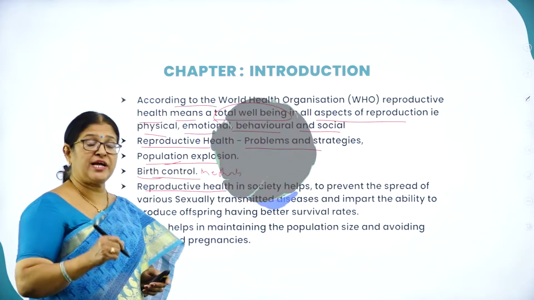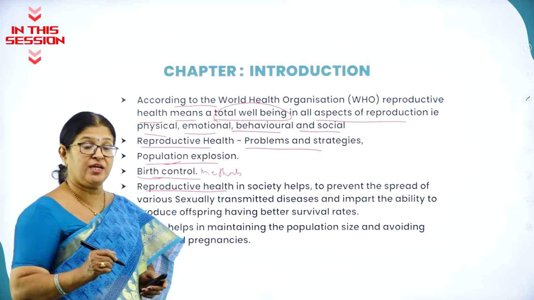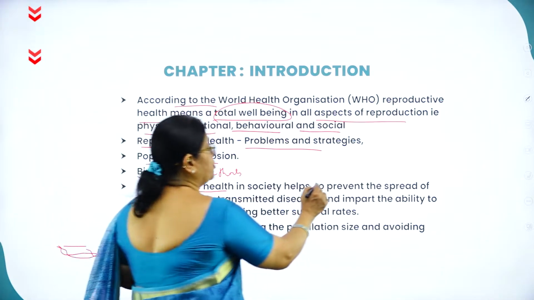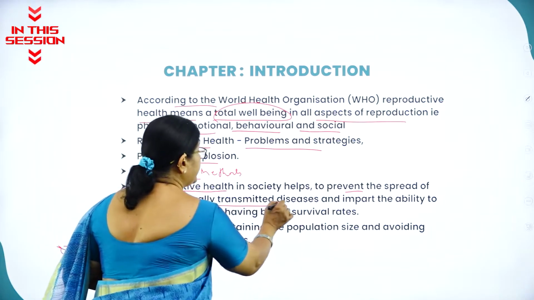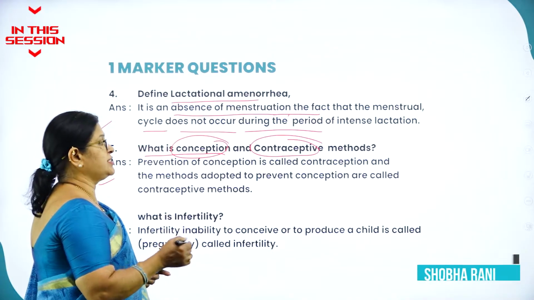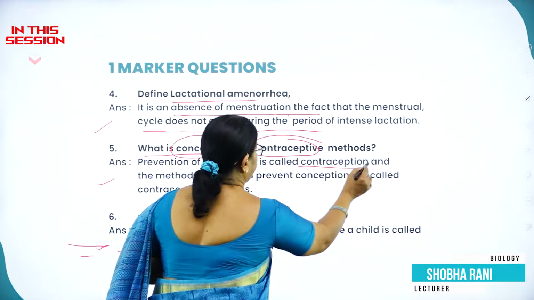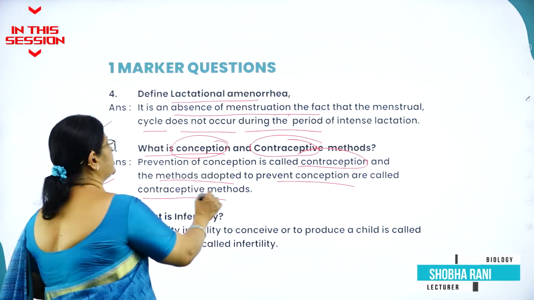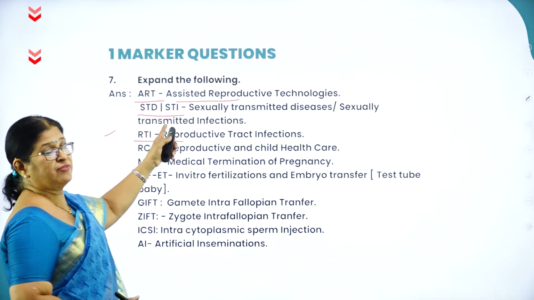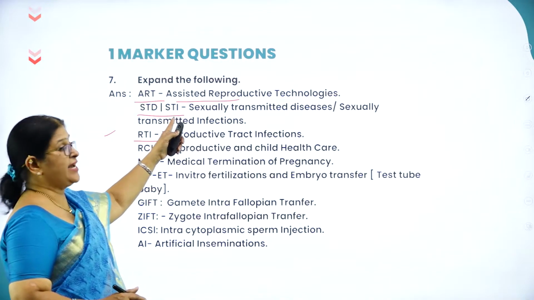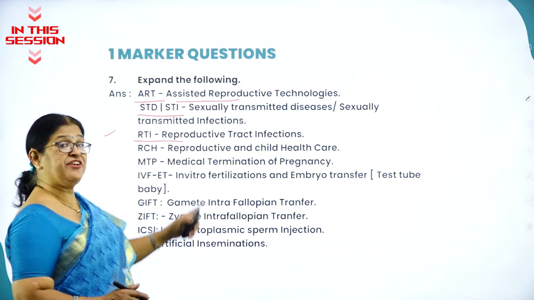Why should a society be reproductively healthy? What is it going to add for the society? It is going to prevent the spread of various sexually transmitted diseases, STDs. Prevention of conception is called contraception, and the methods adopted to prevent conception are called contraceptive methods. What does STD stand for? Sexually transmitted diseases. What is STI? Sexually transmitted infections.